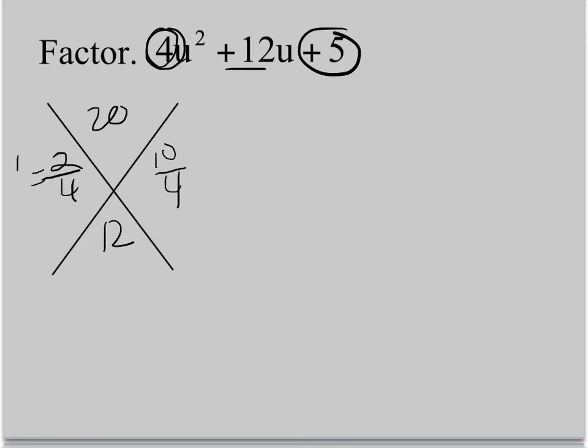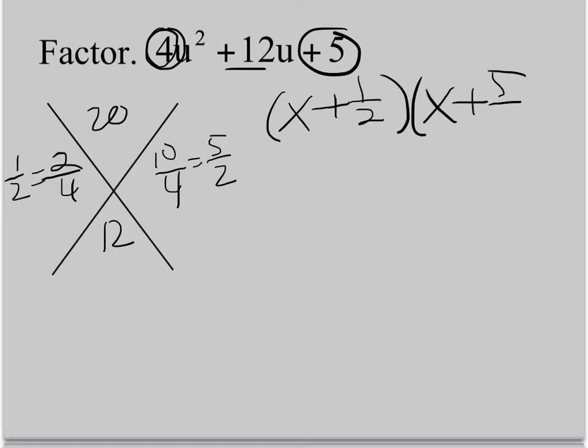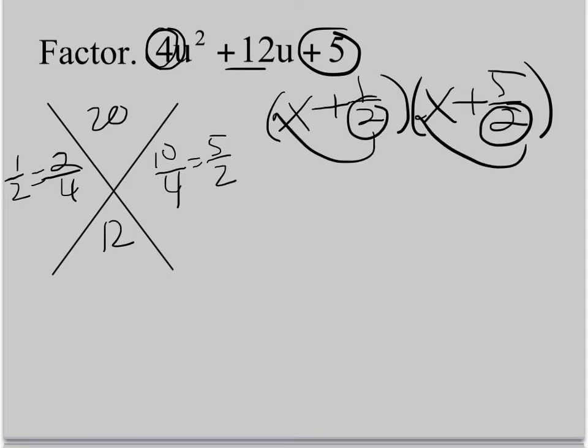2 over 4 is the same as 1/2. 10 over 4 is the same as 5 over 2. Right? And then we write out our factors. X plus 1/2, x plus 5 over 2, and then bottoms up to get 2x plus 1 and 2x plus 5.